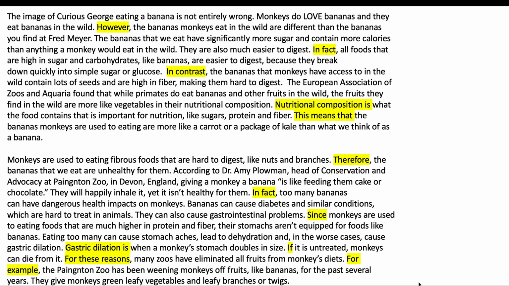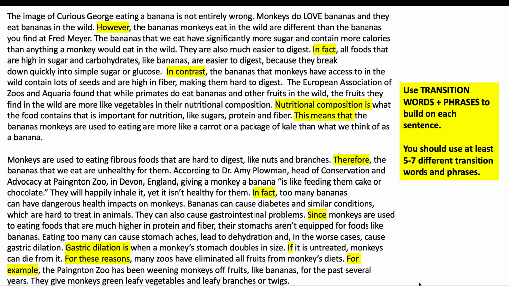So I want to show you some of the strategies that I used in my 2 paragraphs. The first, and probably the most important, is that I used transition words and phrases. I worked really hard to have each sentence build on the previous sentence, and I did that through using lots of transition words and phrases. Transition words and phrases are words and phrases like however, in contrast, in fact, therefore. They allow us to build on the previous sentence. In your writing, we should see at least 5 to 7 different transition words and phrases. You'll find a list of those words and phrases in Schoology.